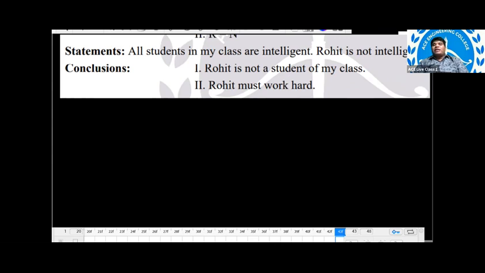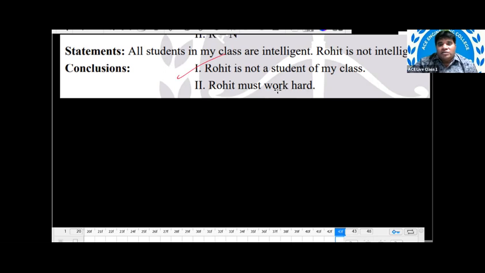All students in my class are intelligent. For diagrams, you can think generally. All students in my class are intelligent. Rohit is not intelligent. Rohit is not intelligent means then immediately what happened? He is not from my class. Rohit is not a student of my class. This is right. Rohit must work hard.